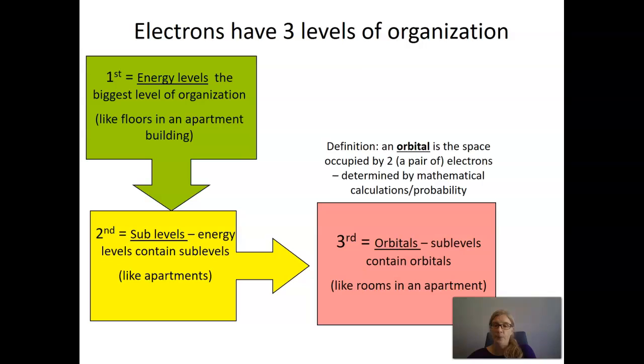So an orbital, as we said before, is the space occupied by two, or a pair, of electrons. And this is really determined by mathematical calculations and equations, and it's really just a mathematical probability of finding an electron in a certain region of space around the nucleus.